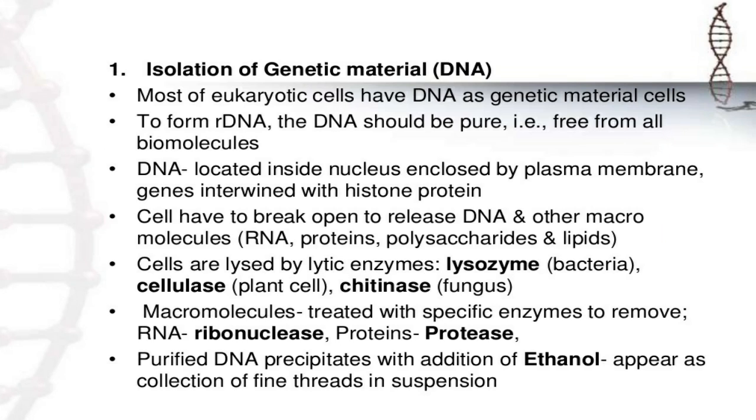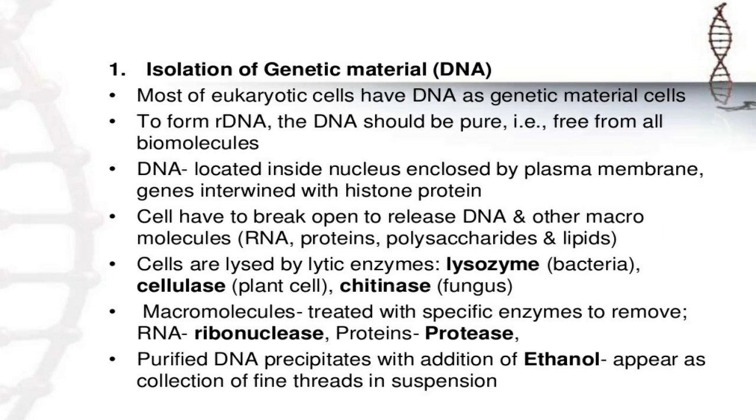Isolation of genetic material, DNA. Most of the eukaryotic cells have DNA as genetic material. To form rDNA, the DNA should be pure, that is, free from all biomolecules. DNA is located inside the nucleus enclosed by the plasma membrane. Genes are intertwined with histone protein. Cells have to be broken open to release DNA and other macromolecules like RNA, proteins, polysaccharides, lipids, etc.